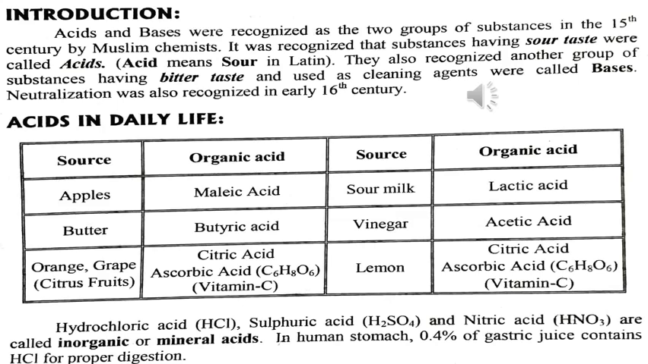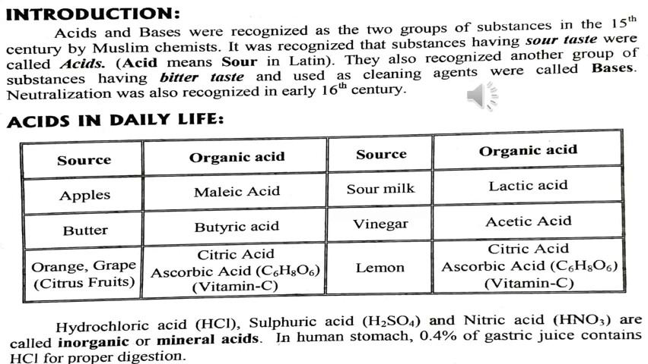By the 15th century, chemists recognized a group of substances which had sour taste. Those are called acids. In Latin, acidus means sour. They also recognized another group of substances which had bitter taste, and they were used as cleaning agents called bases. In the 16th century, it was recognized that bases react with acids to destroy or neutralize them, forming an ionic compound called salt. Now, this is the introduction.